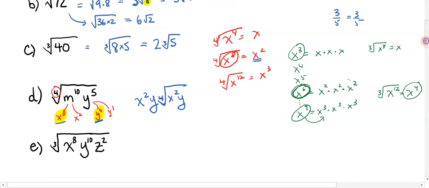So these ones are kind of tricky, so let's try another one. If you want, pause the video and try this on your own. And then you can come back and see how you did. All right, here we go.